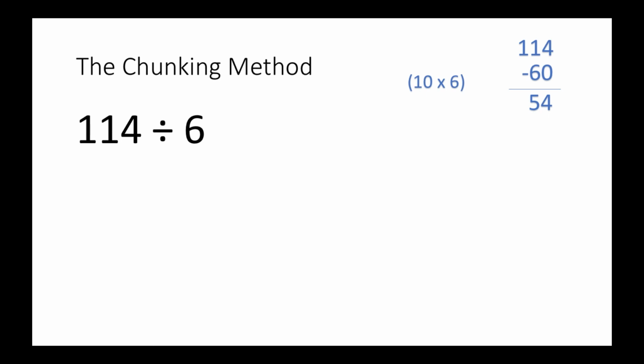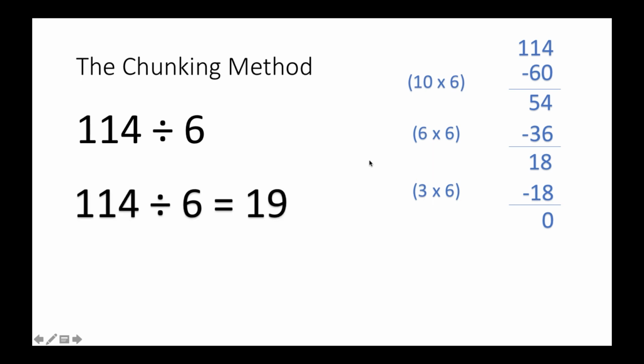Now I can't put 60 into that again. So what else can I times by 6? So I'm going to do 6 times 6 because I know that 6 times 6 is 36, don't I? So I'm going to take away 36, leaving us with 18. Now, how many 6s go into 18? You should know, or your children should know, that 3 times 6 is 18. So I'm going to take away 18 and it leaves me with 0. And then all I need to do is count up this side here, 10, 16, 19. So 114 divided by 6 is 19.